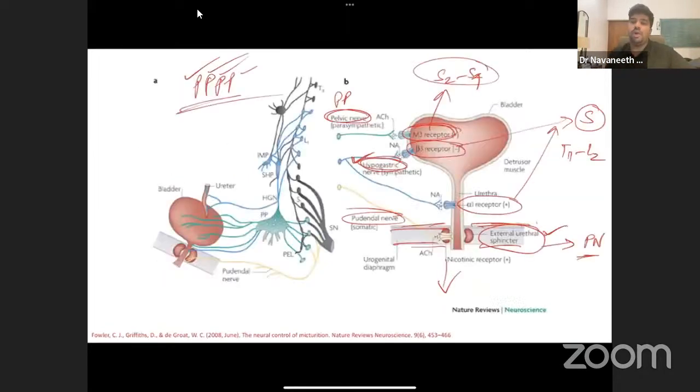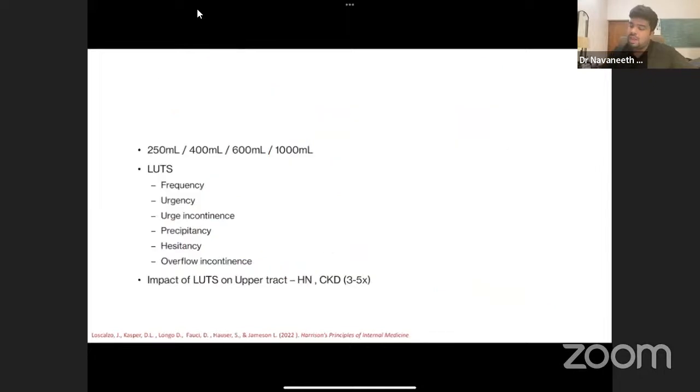Now, why is it important for us to understand this? Now, I told you 150, 450, 600, 1000. Okay, these are the important numbers. This is the anatomical capacity. Above this, it's impossible to hold it. Okay, sacral centers will be waiting for the M region to get activated.